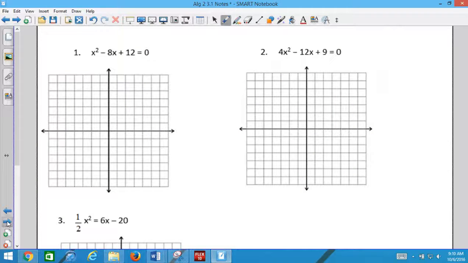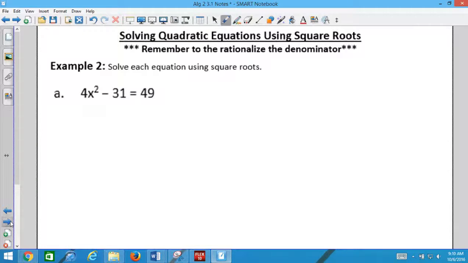All right, we are moving on. We are now learning how to solve a different way. This is now solving by using square roots. You will see at the top it says, remember to rationalize the denominator. That would be something that you probably did in geometry, that we're reviewing. They definitely did in Algebra 1. We're reviewing it.